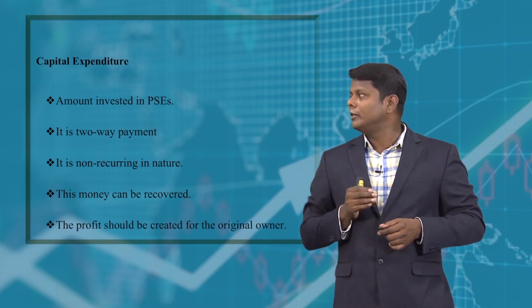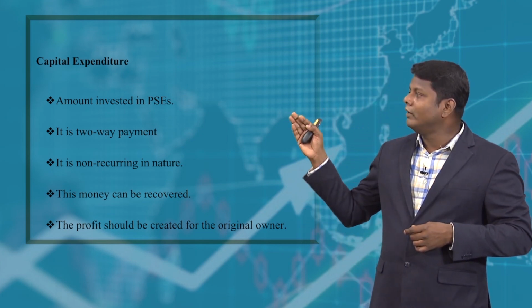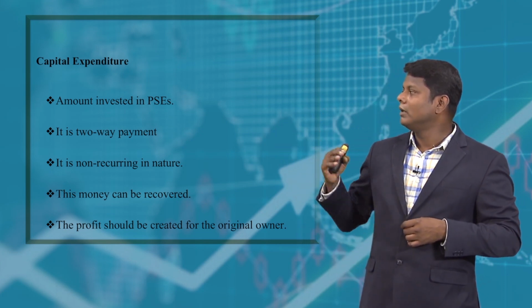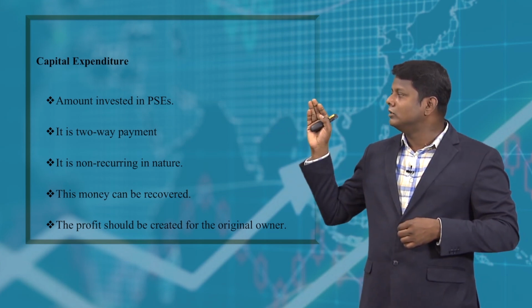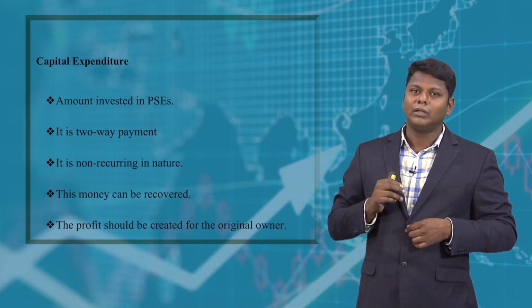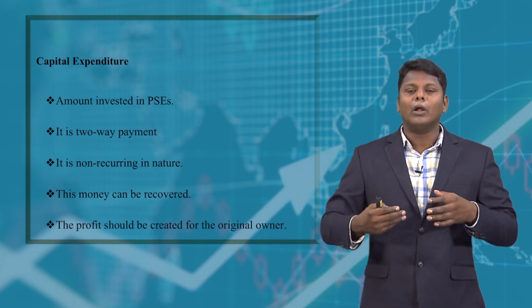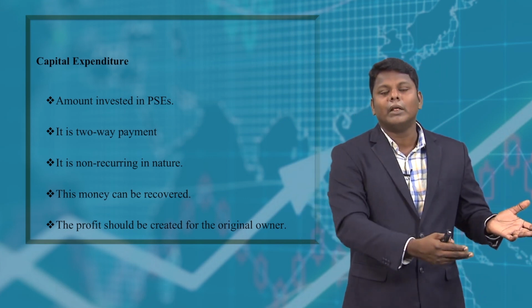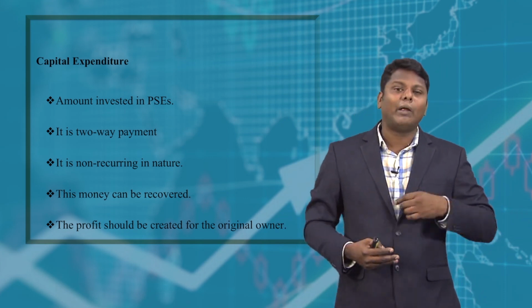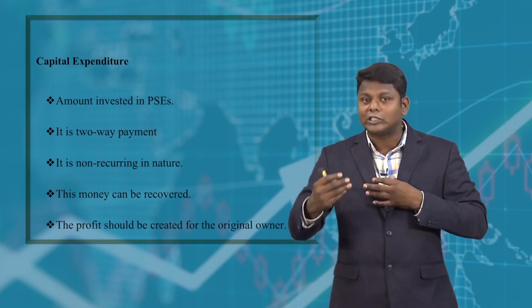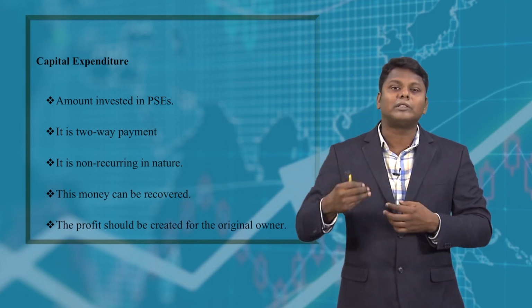These are a few examples of capital expenditure. Amount invested in the public sector enterprises is a two-way payment, and it is non-recurring in nature. See, if I have given a loan to one particular state, it does not mean that every year I have to give a loan to that government, or that each and every year I have to invest in that public sector.